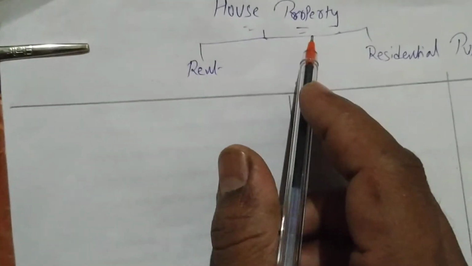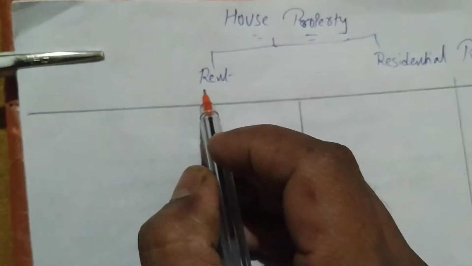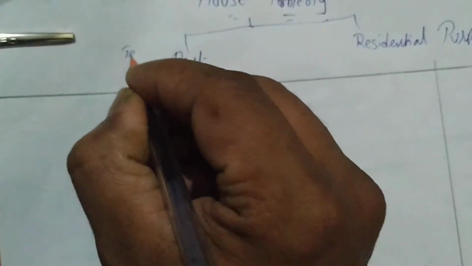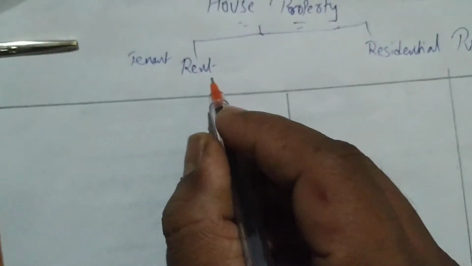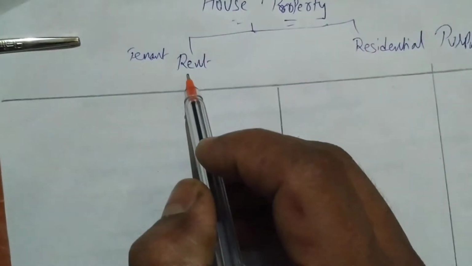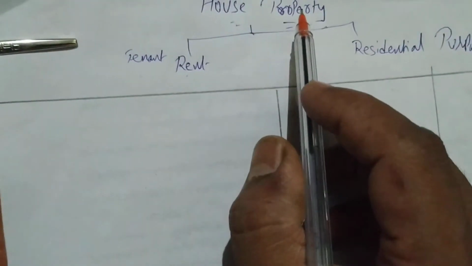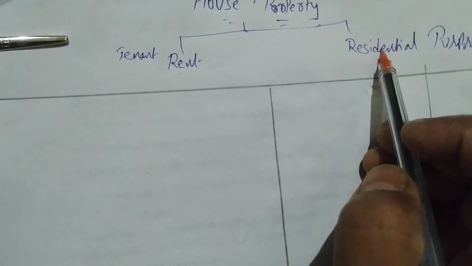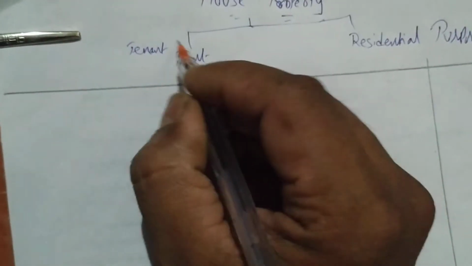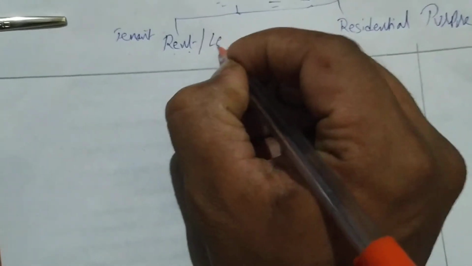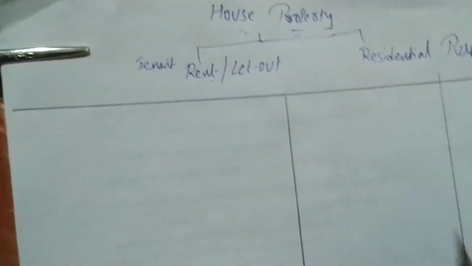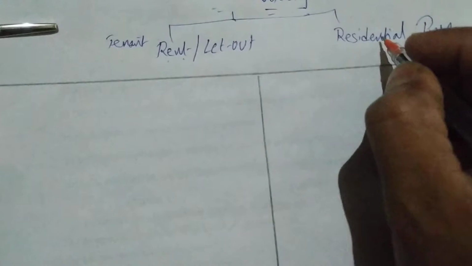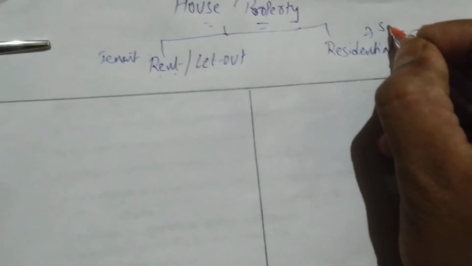So the owner of the house property is giving the house to the tenant, and he is taking rent from the tenant. If he gives a house on rent to the tenant, it will be called let out. If he is staying in the house, he is called self occupied.